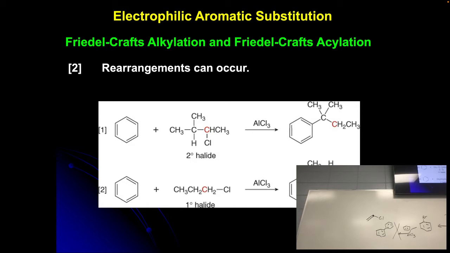But as the chlorine is reacting with the aluminum, this takes on kind of like a carbocation, and the hydrogen shifts and kicks the chlorine off. Okay? So you've got to be very, very careful with these rearrangements. Always pay attention to where your halogen is.